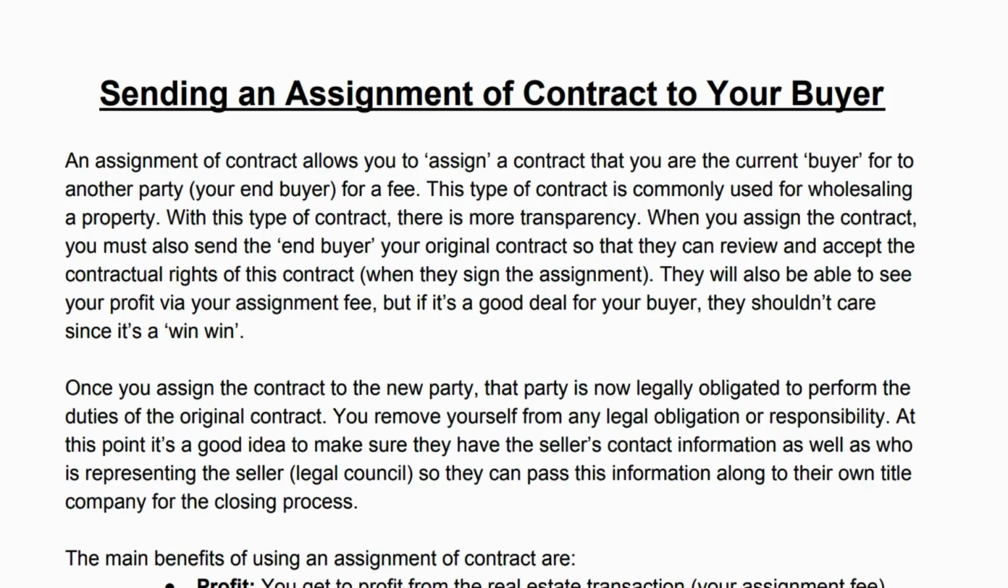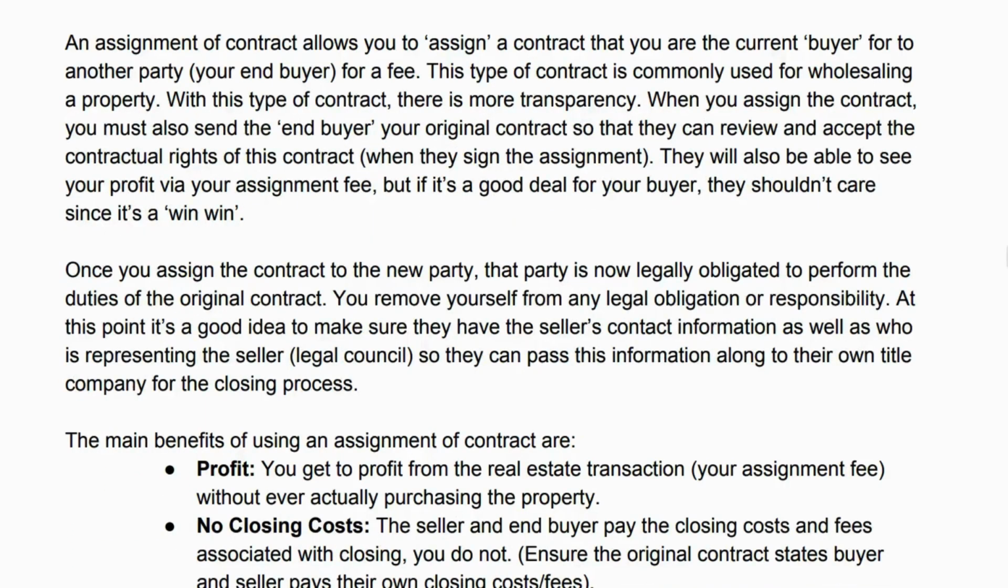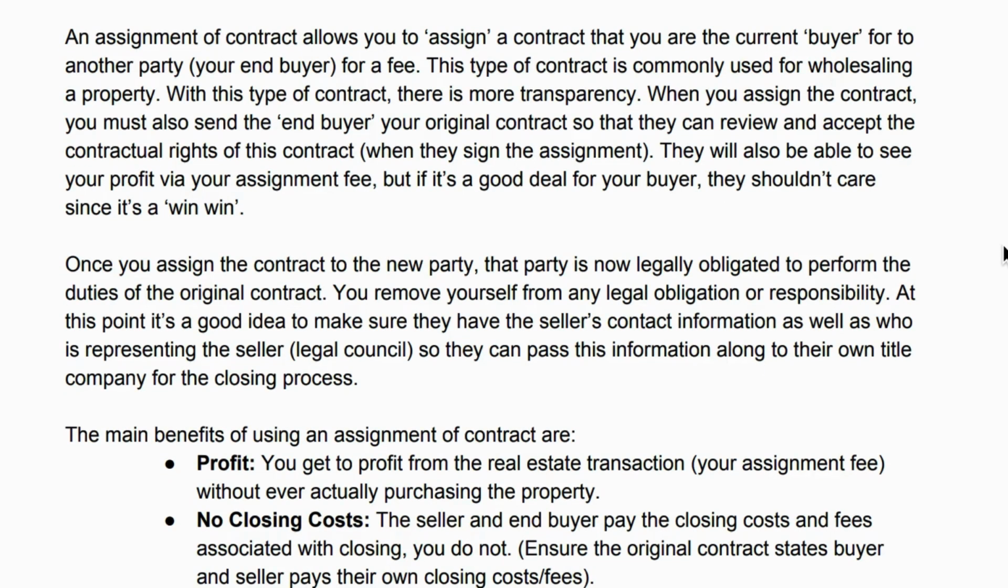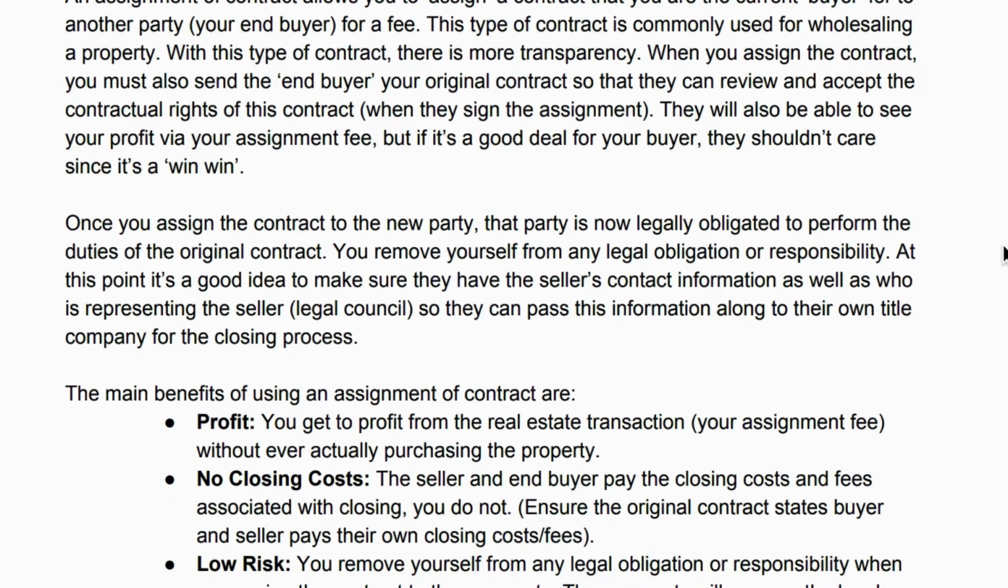When you assign the contract, you must also send the end buyer your original contract so that they can agree to all of the terms set out. Once you have assigned the contract, you are no longer responsible or held liable, and they are the ones that are now legally obligated to close this contract. So it's really important they understand the terms of that original agreement.